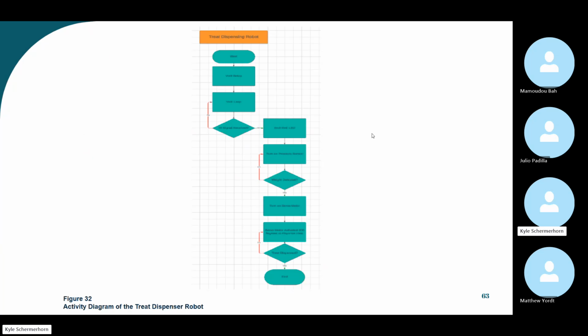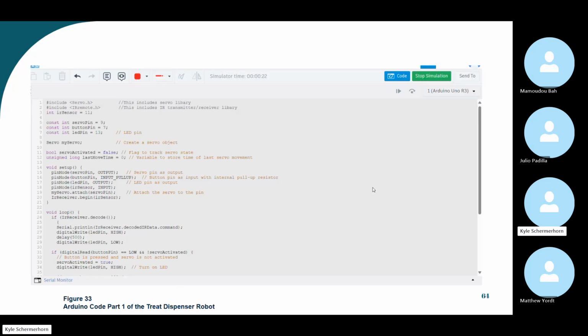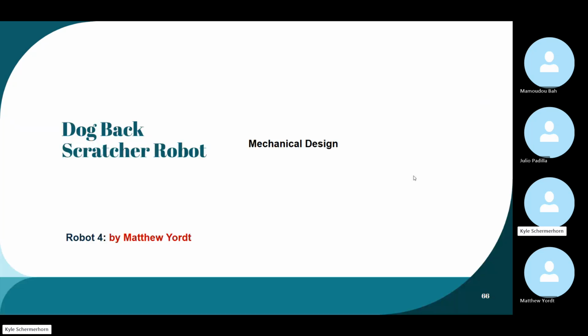Over to the Arduino code. This right here is just a quick little flow chart along with the code as well. And then over to Matt with the dog back scratcher.